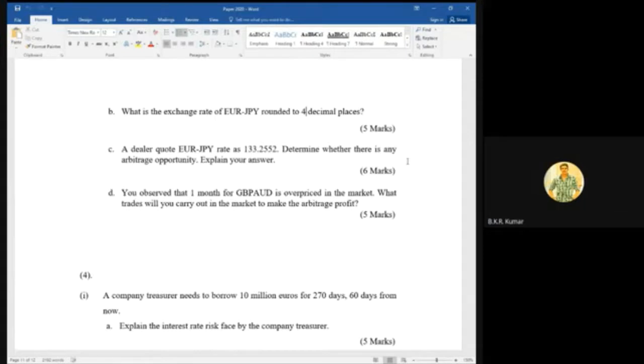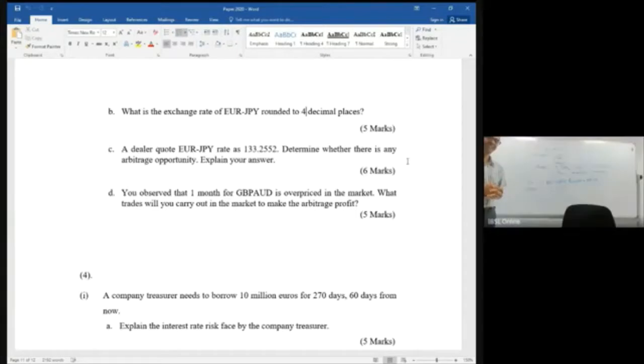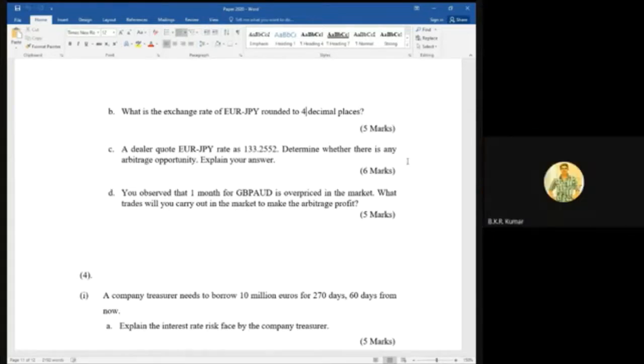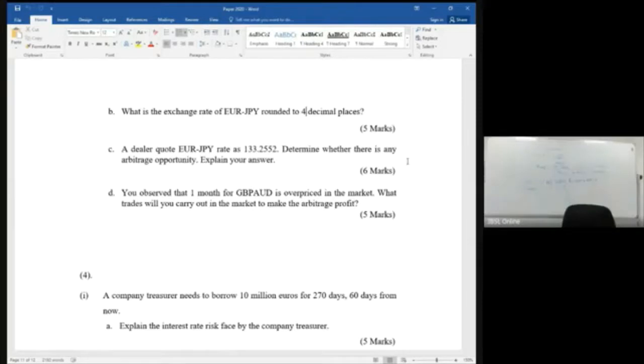If the dealer's quote is lesser than the other one, the answer is all the same. If this is the dealer's quote and this is the market implied rate based on the given exchange rates, is there any arbitrage? Yes or no? Yes. Still there's an arbitrage. If there's any difference between the implied rate and the market rate, there is an arbitrage.